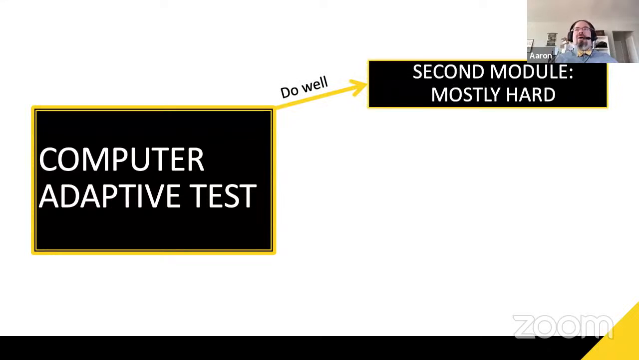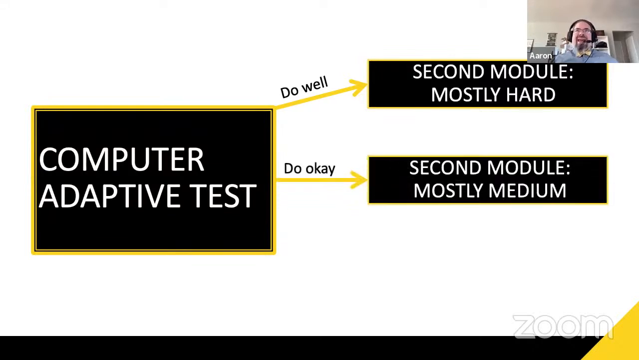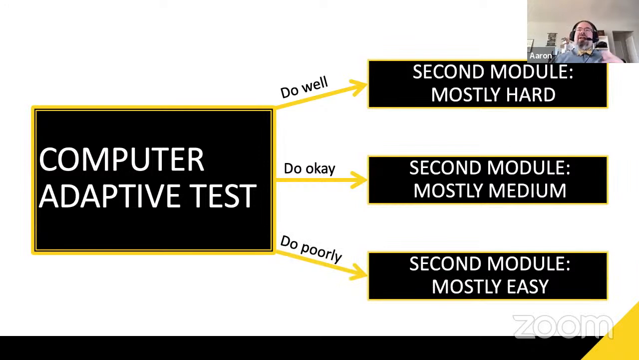If you do well on the first section, you're going to get a second section that is mostly hard questions. If you do okay, you're going to get a second section that is mostly medium questions. And if you do poorly, you're going to get a second section that's mostly easy questions.